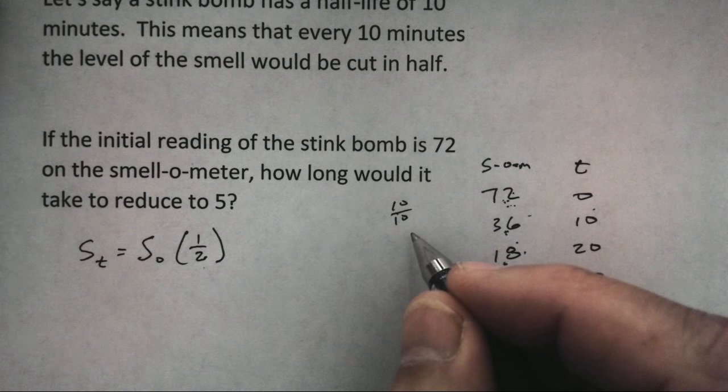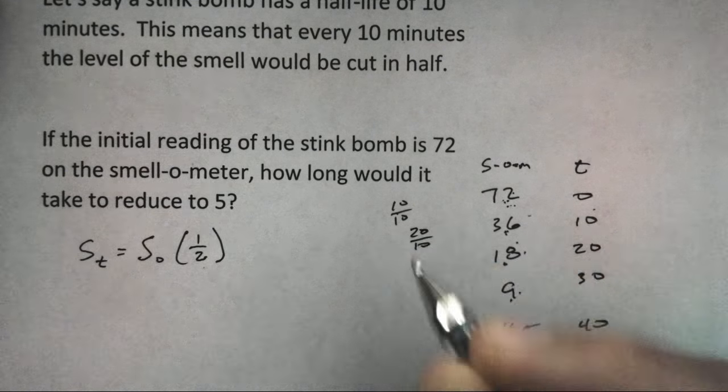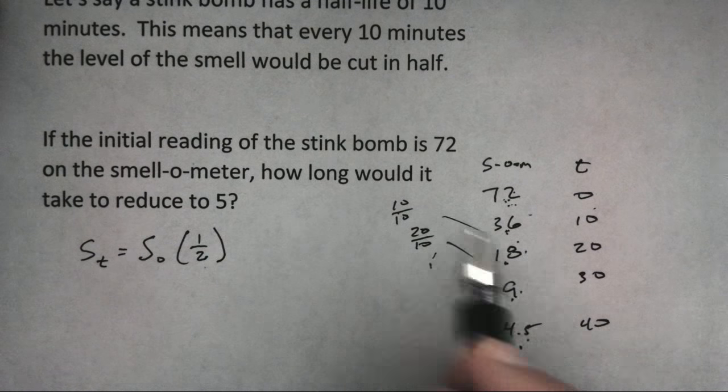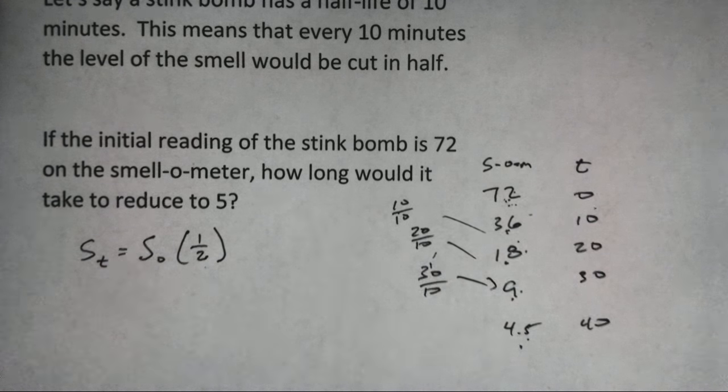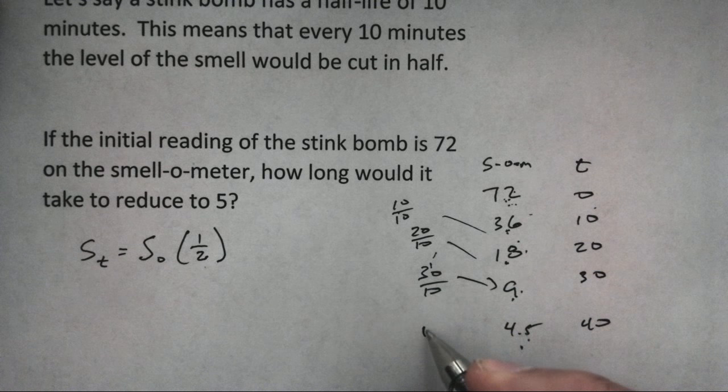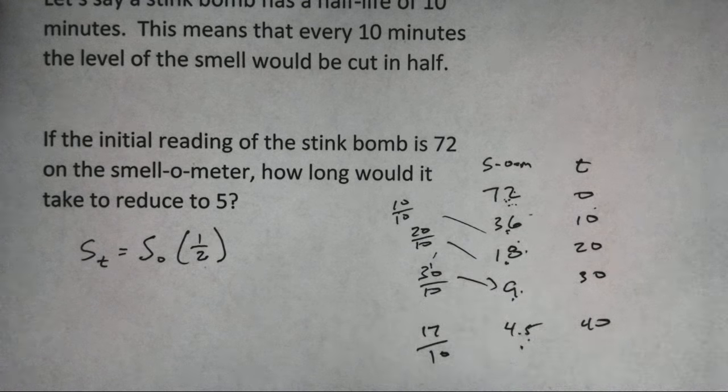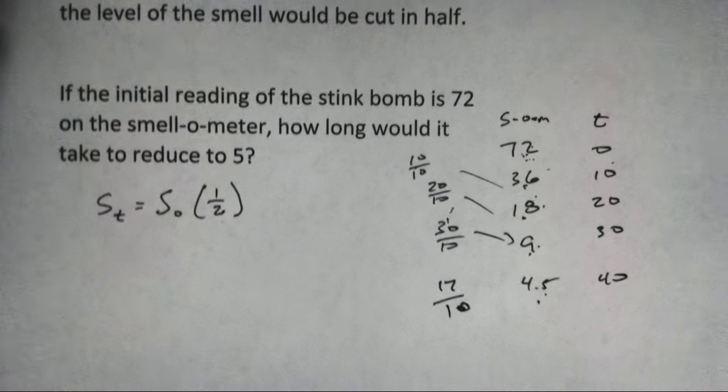If I allow it to go 20 minutes, 20 divided by 10, I multiply by a half twice. If I allow it to go 30 minutes, I multiply by a half 3 times. If I allow it to go 17 minutes, I'm going to multiply by a half 1.7 times.